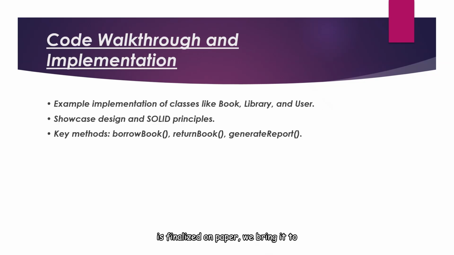Once the design is finalized on paper, we bring it to life through code. The book class encapsulates all book-related details such as title, author, subject, and availability status. The library class contains methods like borrow book and return book, orchestrating interactions among books, users, and loans. The user class has methods to check availability and track borrowed items. Notice how each class is cohesive, focused, and open for extension, aligning with SOLID principles. Moreover, dependency injection can be used where appropriate, for instance, injecting a search strategy into the catalog. Through the code, we prioritize clean structure, readability, and modularity.